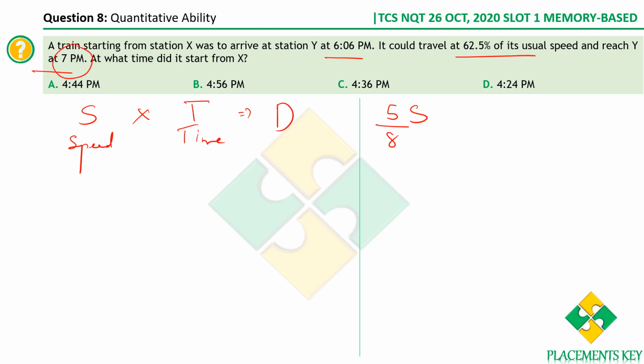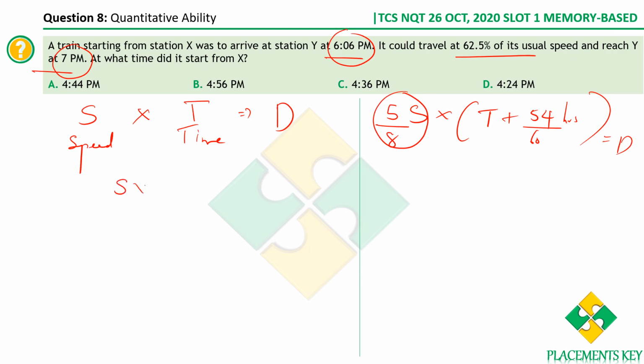He used to reach at 6, he's reaching at 7, so he's taking how much more time? He's taking 54 minutes more. Yes, 6 to 7, so 54 minutes, I'm converting into hours. When we multiply the speed with time, we get the distance. Whether he travels faster or slower, the distance doesn't change. Therefore let's equate the distances.